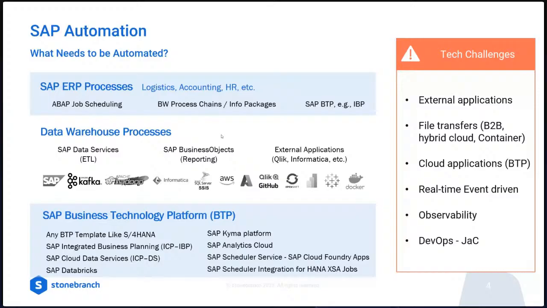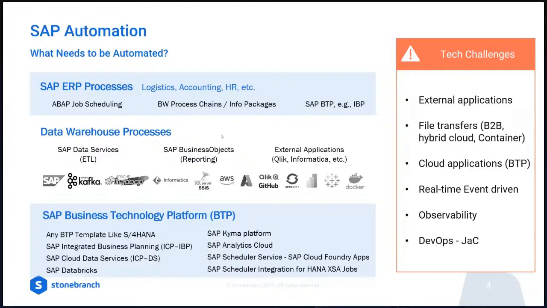You also need to be able to support file transfer, because many of these things I'm talking about need files to work on data. So you need to transfer files from a container or a cloud storage system, but B2B file transfer is also important, so you need to support SFTP, FTPS, etc. You need to support all the different cloud applications on BTP, whether on the Kyma platform, on Cloud Foundry, or an IBP application which you run with BTP templates.